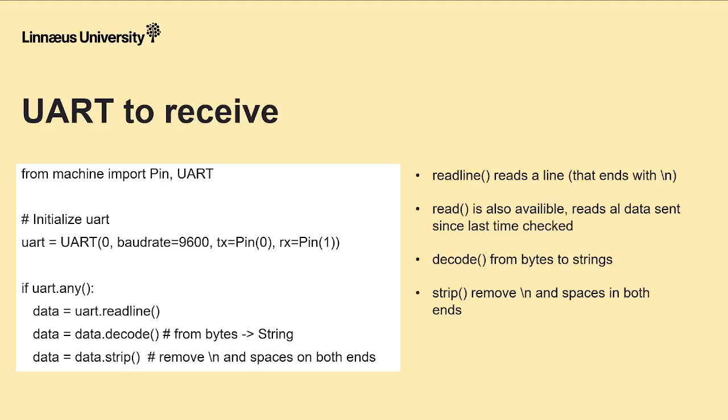On the receiving side, the same imports and the same init, but then you use uart.any to see if there is anything to read, and if there is anything to read, you can use the readline or the read method. The readline looks for a newline, and that's why we added the newline at the end. And then we have to change the data from byte format to string format using data.decode, and then we want to remove newlines and spaces. We can use the command .strip on that one.